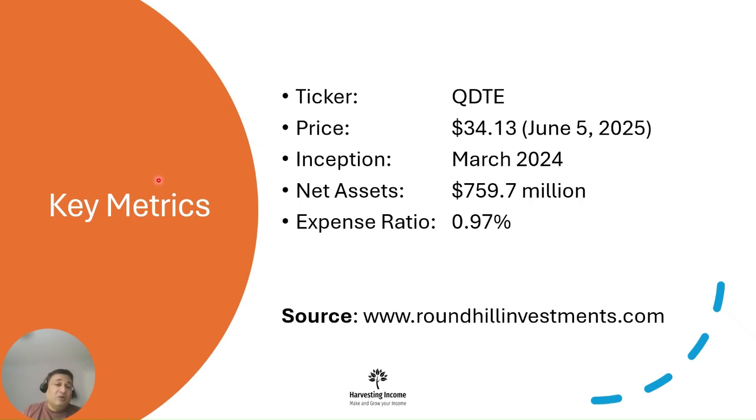And net assets are about 759 million, which is pretty decent size. The expense ratio is 0.97%. The reason it is pretty high is because of the daily trading involved and the active, dynamic covered call strategy involved. So that's why it is pretty high.